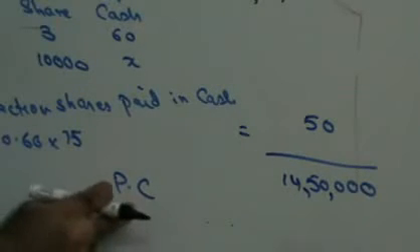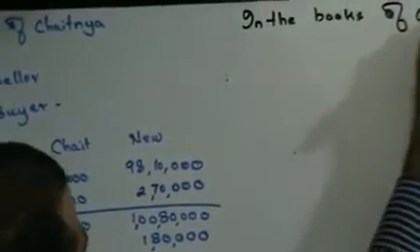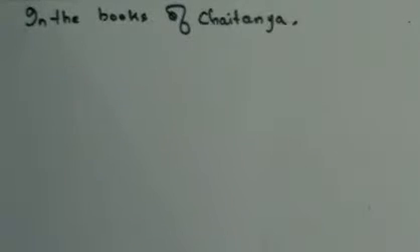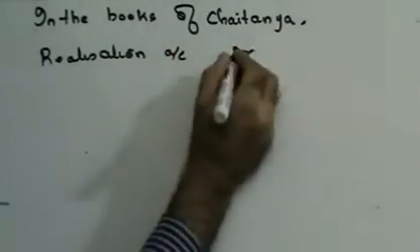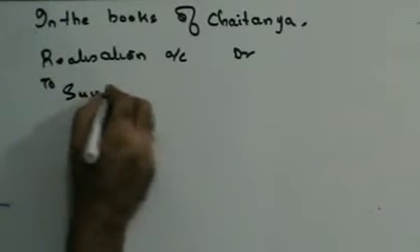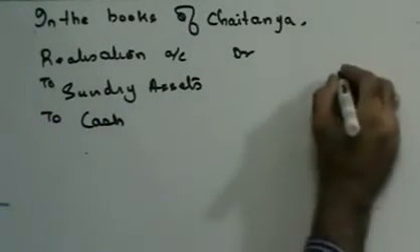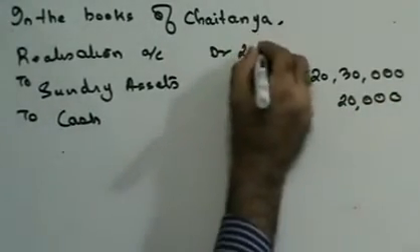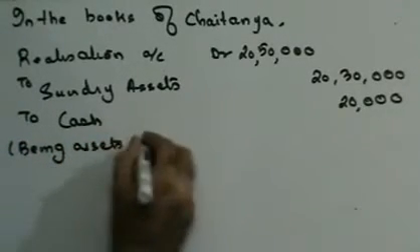Now that we have calculated the PC, next we need to make journal entries in the books of Chaitanya. Let's make journal entries in the books of Chaitanya. First, take over assets. So this is going to be realization account debit to sundry assets, to cash. Sundry assets is 20,30,000 and cash is 20,000. That's going to be 20,50,000, assets taken over.